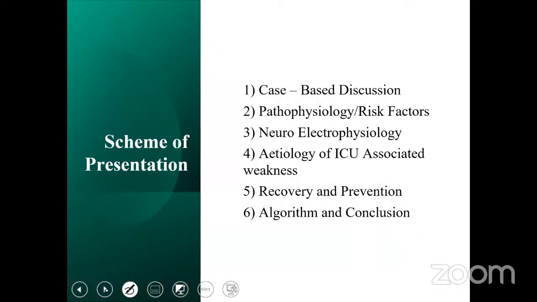I'll be basing my discussion on a case, which we can discuss as we approach it. We'll discuss pathophysiology and risk factors. We'll also discuss the neuroelectrophysiology and some of the etiologies of ICU-associated weakness. We'll discuss the recovery patterns, what will help the recovery and how to prevent it. And we'll end the talk by giving an algorithm and conclusion.